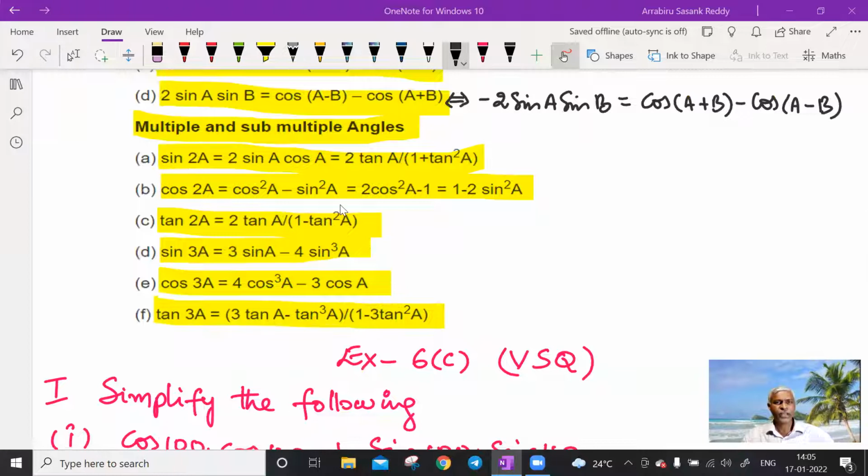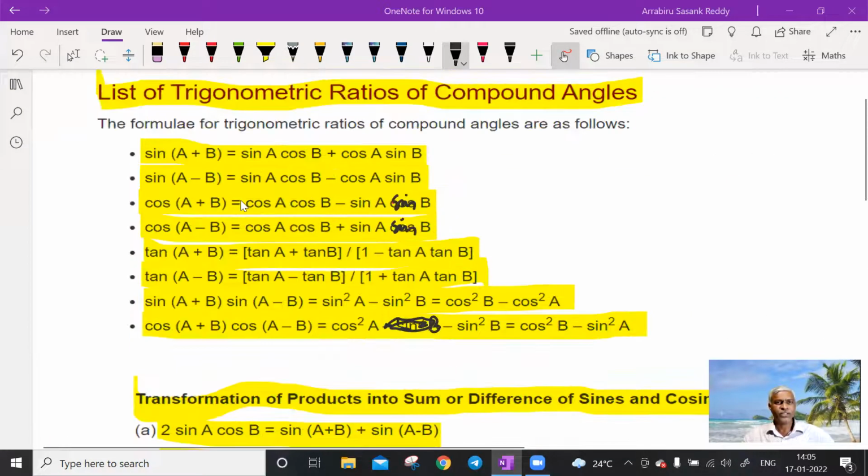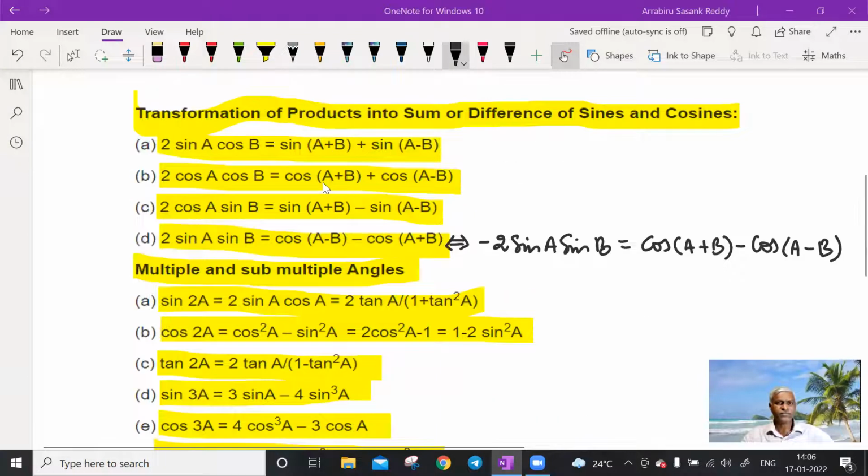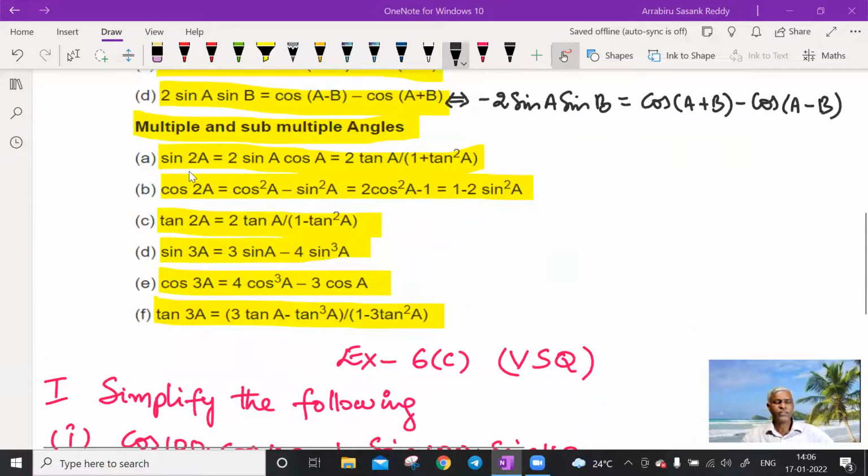In the formula for sin(A plus B), if you replace B with A, this becomes sin(A plus A), that is sin 2A. So sin A cos A plus cos A sin A, that is 2 sin A cos A.